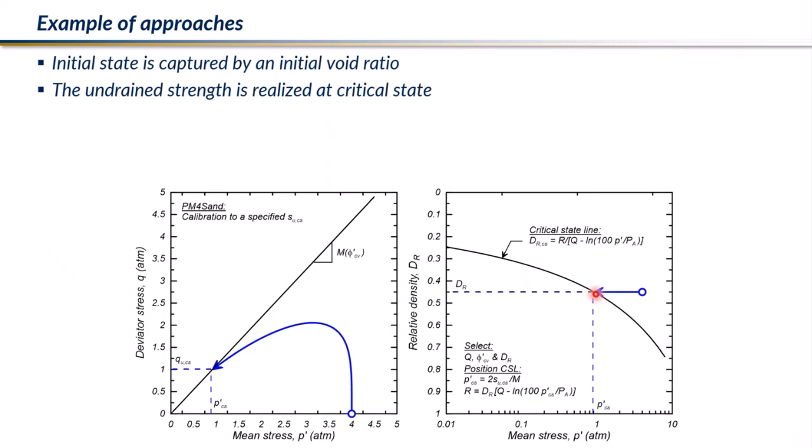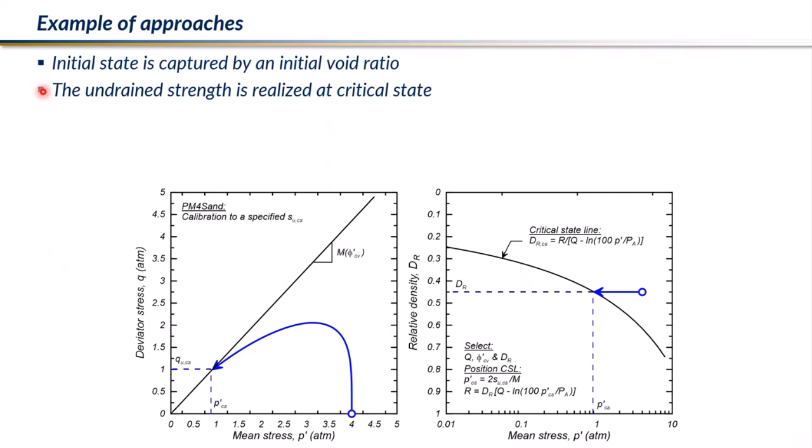Now, it's important to realize, first of all, yes, the initial state is captured by an initial void ratio. The undrained strength is realized at the critical state. My life, even when I was a student, improved significantly when I just realized that constitutive models are nothing but the translation of physics into geometry. And all the lines that we have are just vehicles that enable some behavior. In this case, the critical state line is the vehicle that enables this undrained strength.